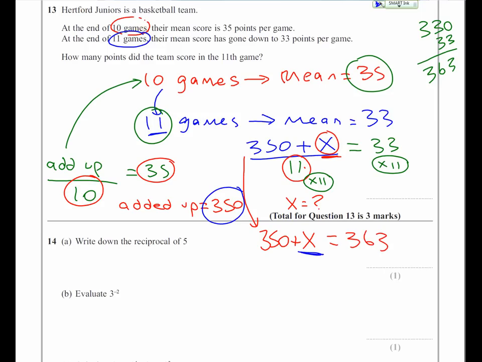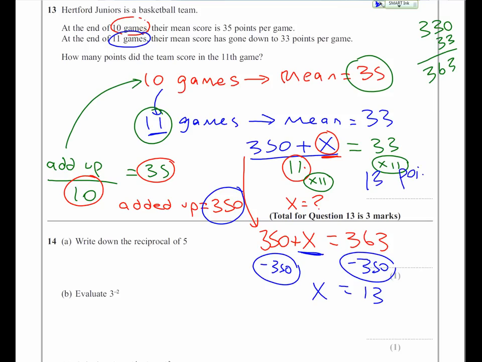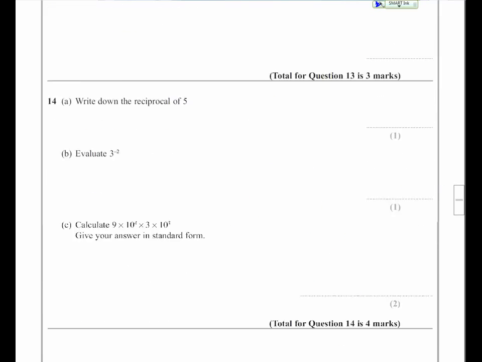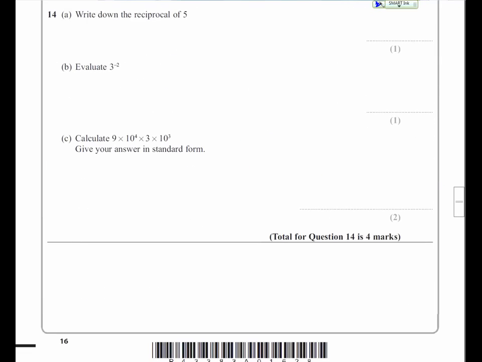To figure out this unknown amount, let's take away 350 from both sides. Okay, so you get x equals 13 points. So I didn't get many points on that game, but that's your answer. It's quite nice that if you can do maths, you can solve little problems like that.